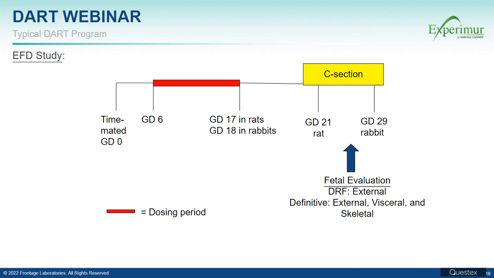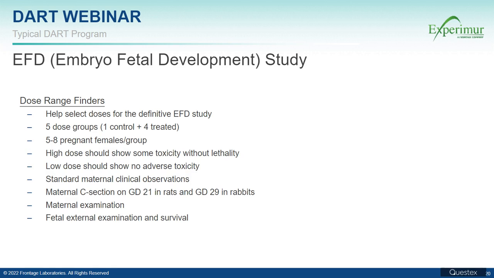For dose range finding studies, we only do an external fetal evaluation in comparison to the definitive studies where we do external, visceral, and skeletal evaluation. It's a lot more thorough. Let's talk a little bit about dose range finding studies. These are very important to figure out what the drug may be doing to a pregnant animal.